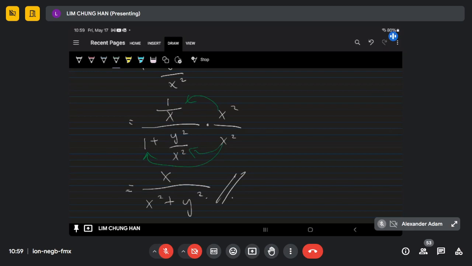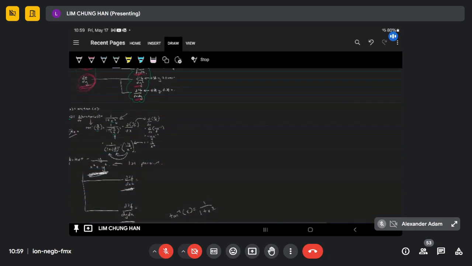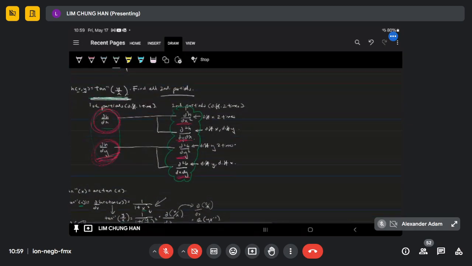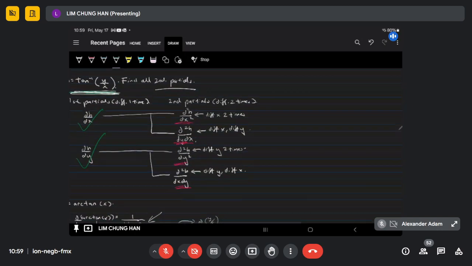Okay, so now I found the first partials. So now I found this. I found this. I want you to look for this. Okay? Maybe a test question. So make sure you know how to do this.